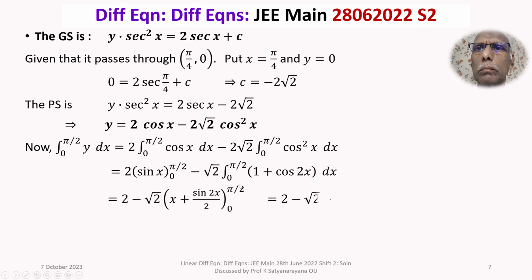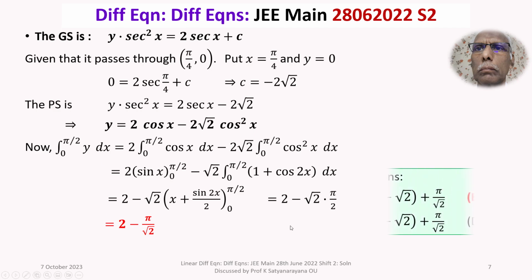Minus root 2 into the integral of 1, which is x, and the integral of cos 2x is sin 2x by 2, to be evaluated between 0 to pi by 2. Now when x is pi by 2, for the upper limit we get x is pi by 2 plus sin of 2 times pi by 2, that is sin pi, which is 0, by 2, and for the lower limit everything is 0. So you will get 2 minus root 2 into pi by 2, and after cancellation it will be pi by root 2, so you will get 2 minus pi by root 2. That is our answer. That is, the integral from 0 to pi by 2 of y dx is 2 minus pi by root 2.